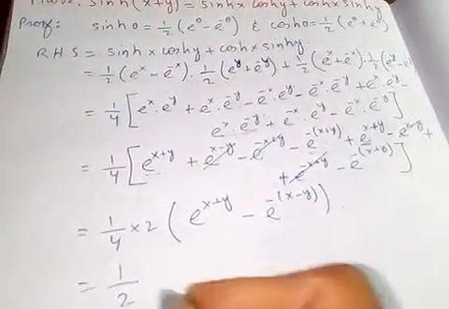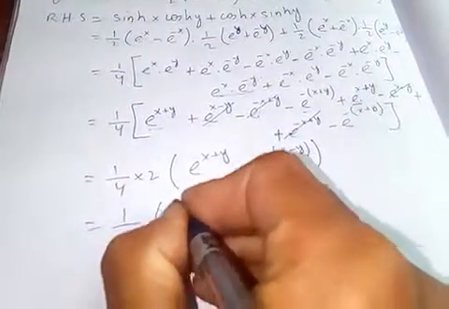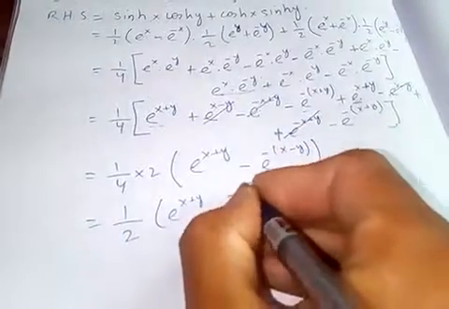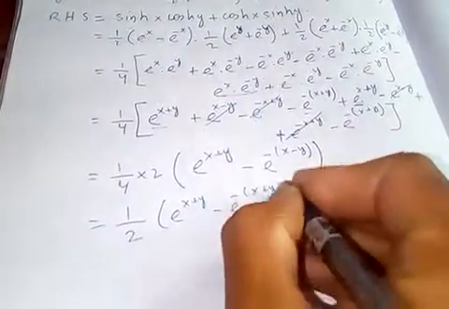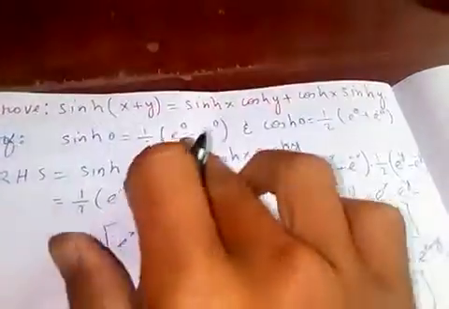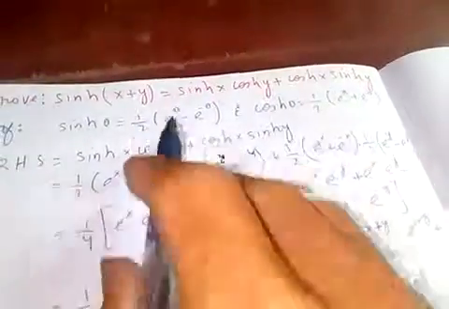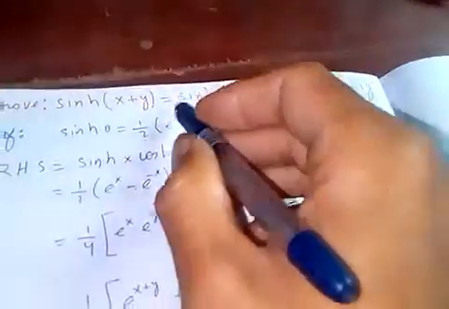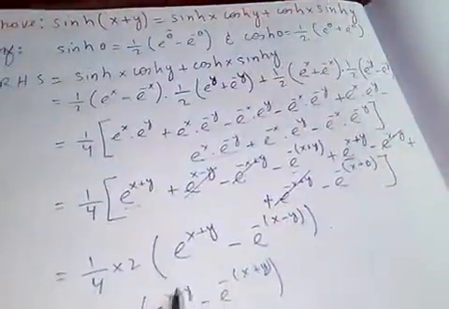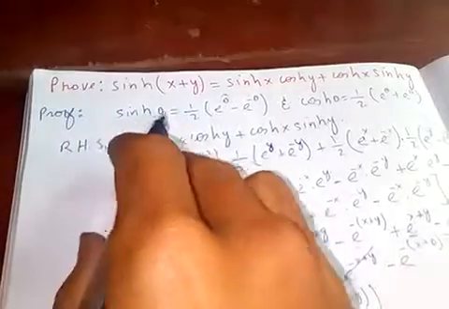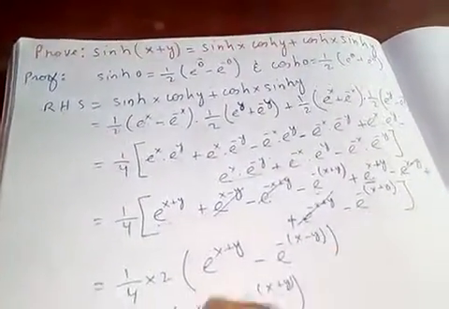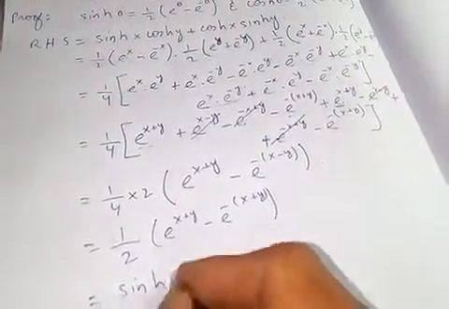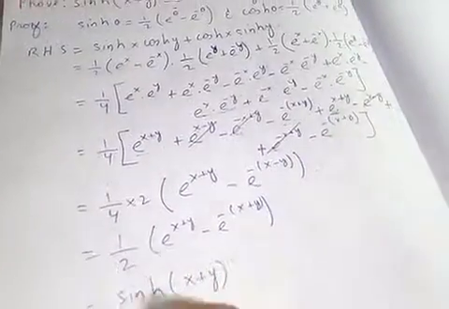So this is half of e to the x plus y minus e to the negative of x plus y. And if you compare this and this one, half e to the theta minus e to the negative theta, so this theta is replaced by x plus y, which is the same as sine hyperbolic of theta, which is sine hyperbolic of x plus y.